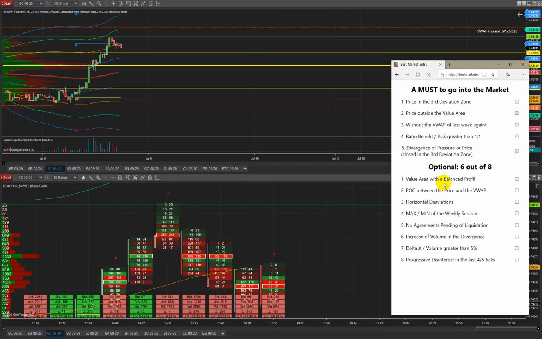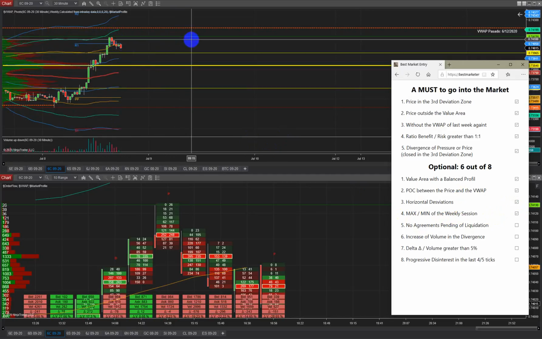The value area with a balanced profile. We can say yes. We can say that maybe it's better if the POC is right here, but look, the VWAP and the POC are kind of in the middle, so we're gonna use that one, that is okay. Is the POC between the price and the VWAP? Here we see the POC. Yes, it is. So that's a good one. Are the deviations horizontal? Yes, they are. They're not very diagonal, so we can take that one. Is it the max or min of the weekly session? Yes, it is.